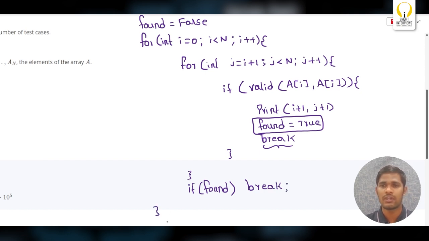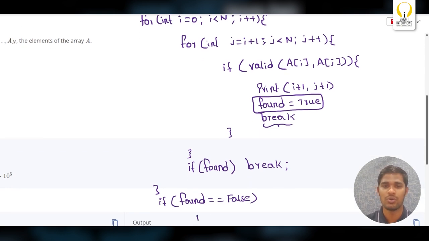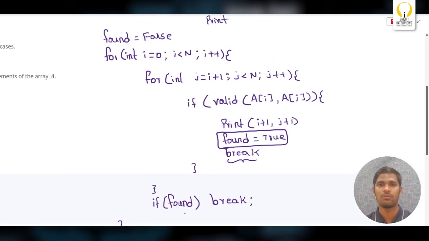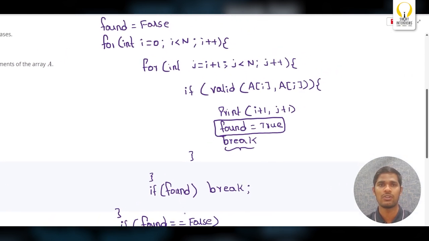So how do you know that you have not found the valid page? After this outer for loop, if found is equal to false, that means I have not found any valid page. So I will print -1 here. So this is a brute force approach.